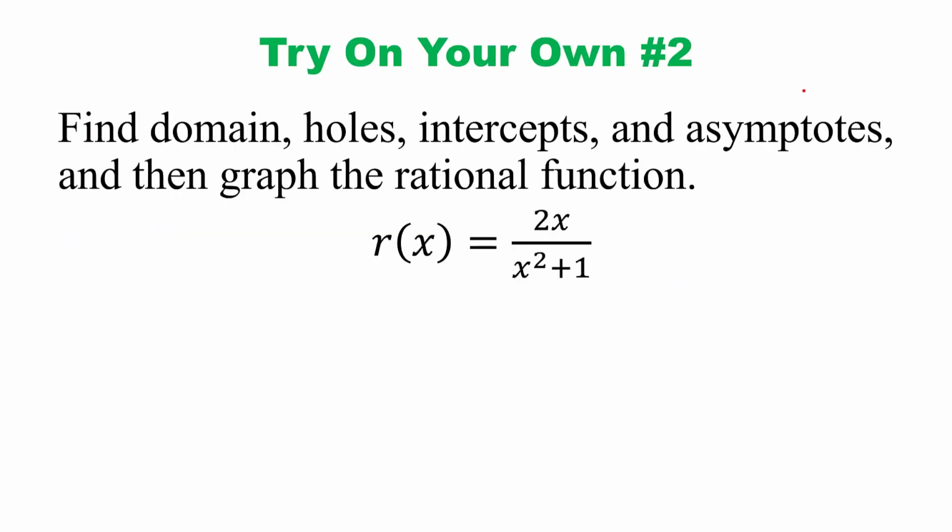Try on your own number 2. Find domain, holes, intercepts, and asymptotes, and then graph the rational function r of x equals 2x over x squared plus 1.